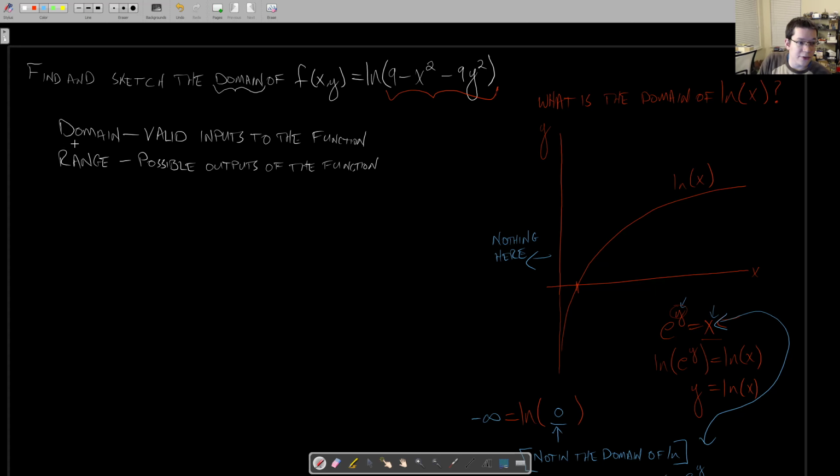So if we're asking for the domain of this function, we're really asking the question, where is this expression 9 minus x squared minus 9y squared greater than 0? And that's a question that we know how to answer because we have algebra. So if we say 9 minus x squared minus 9y squared is greater than 0, then we'll rearrange a little bit.